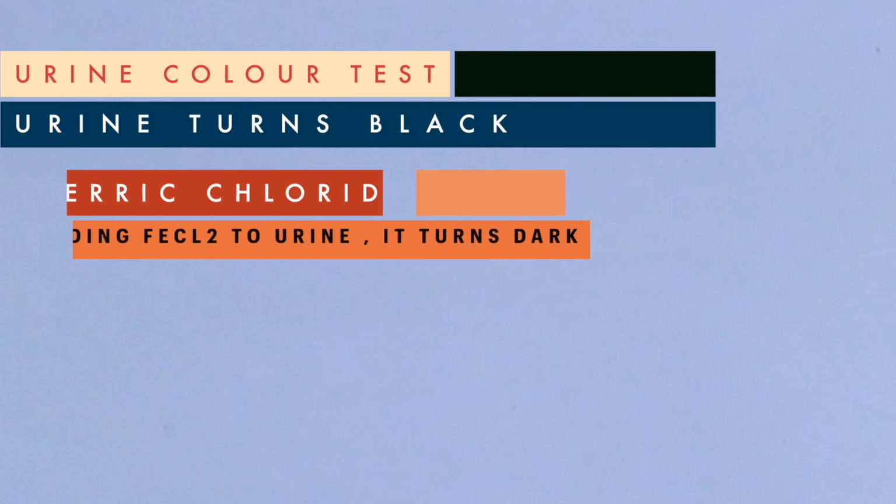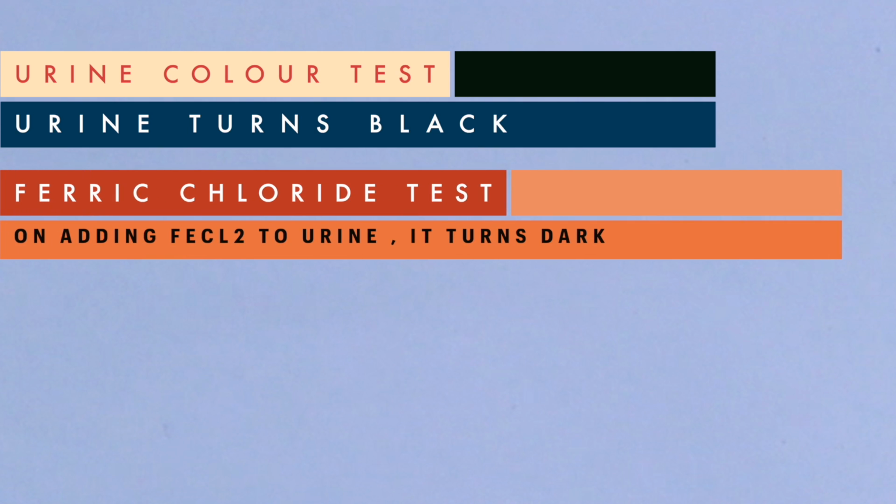Now let's see its diagnosis. The first important traditional test is that we keep the urine standing, and if the urine turns black or dark, it's positive for alkaptonuria. Second is the ferric chloride test. If ferric chloride is added to the urine, it will turn the urine black in the people with this condition. Third one is skin test.